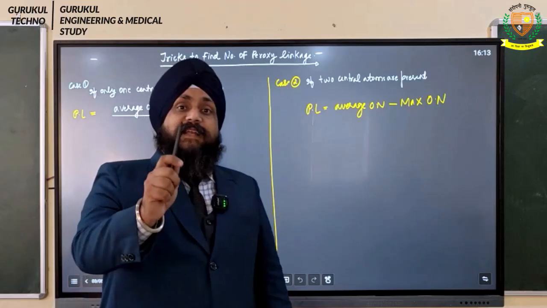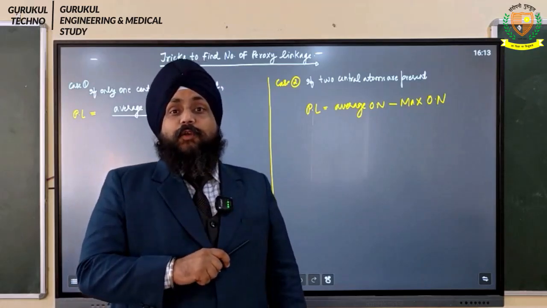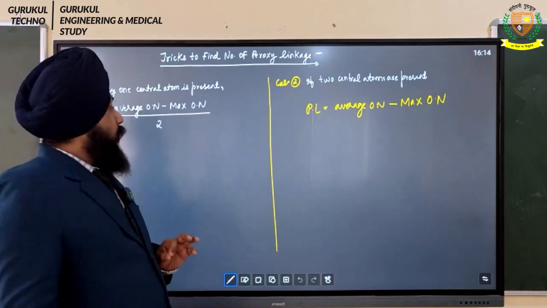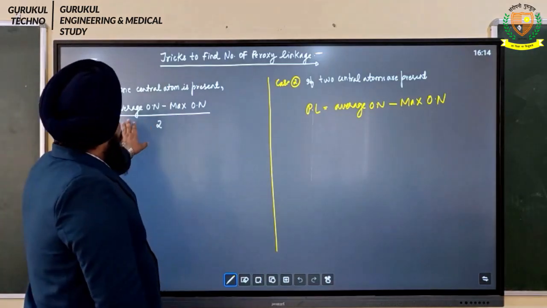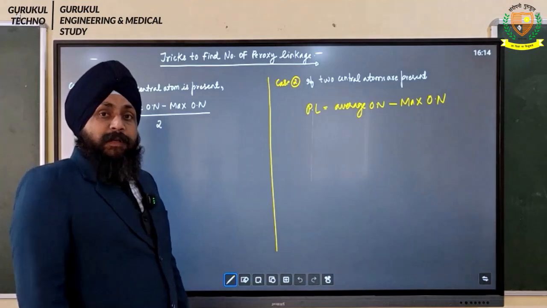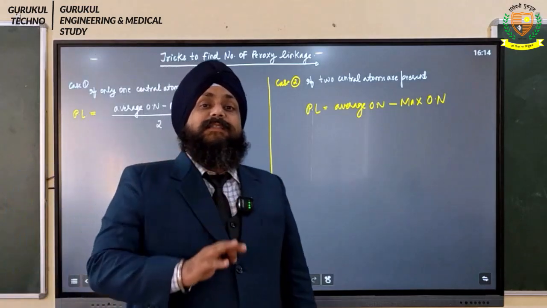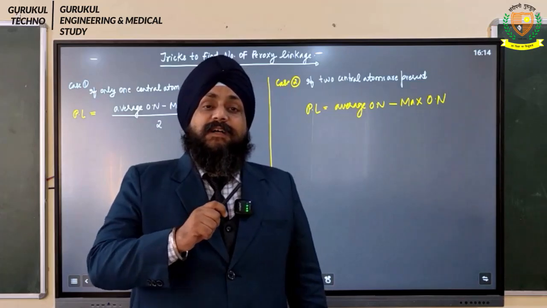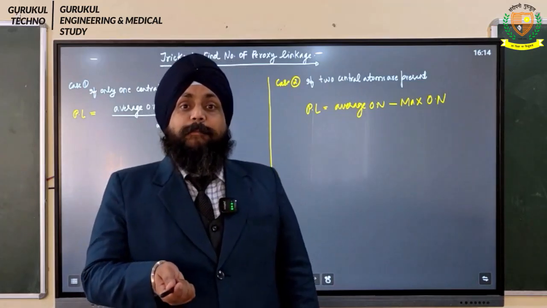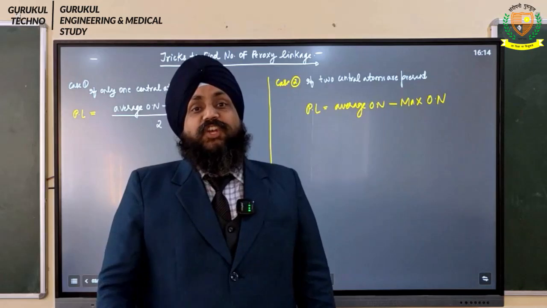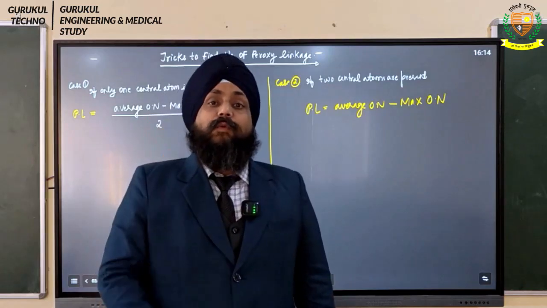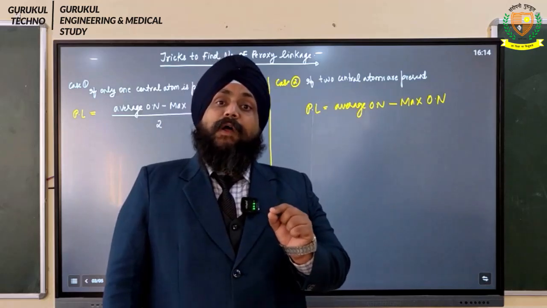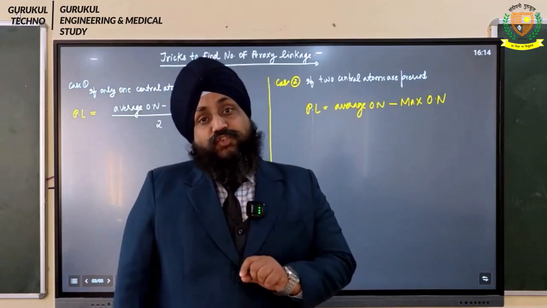If only one central atom is present, what will you be doing? You will be finding out the average oxidation number. Then you will be finding out the maximum oxidation number. You will subtract this maximum oxidation number from the average oxidation number, and you will divide it by 2. So you will get the number of peroxy linkages present in that structure.